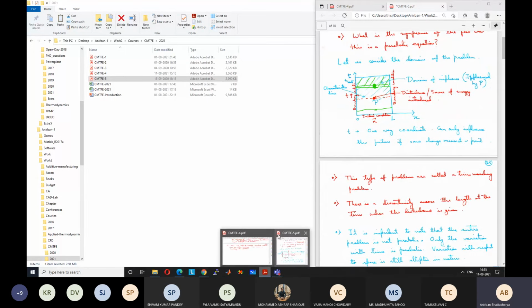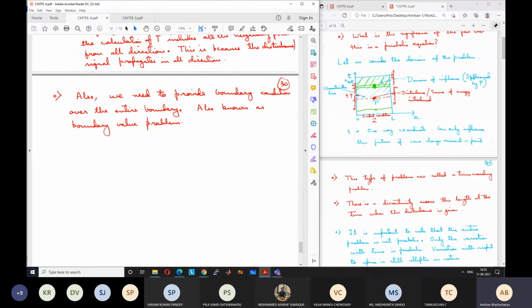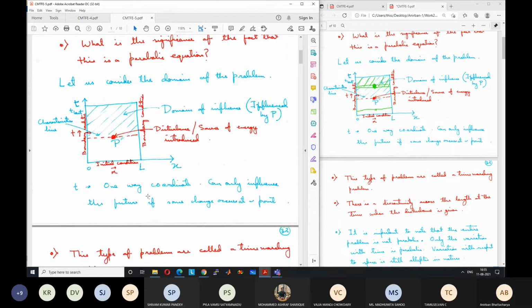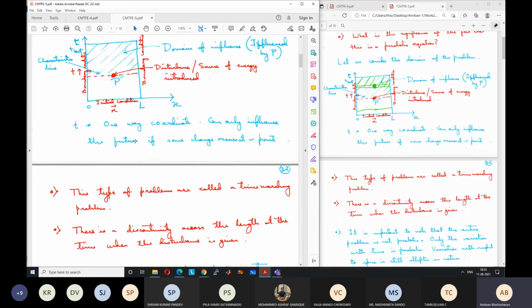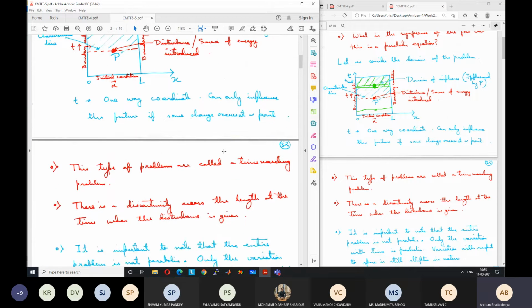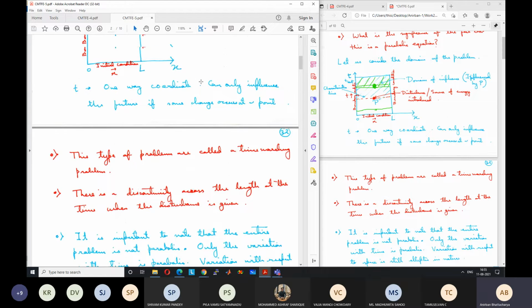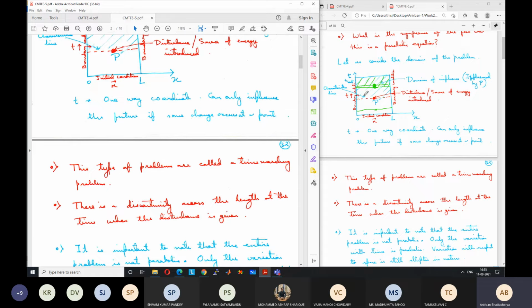Let us try to summarize what I have written here. So t is a one-way coordinate, and we can only influence the future if some change occurs at a point. This type of problem is also called a time marching problem. It will be clear later. The solution of this is much easier because any point here will only influence the next point. Any point ahead of this can only be influenced by the points before this, not the points ahead of this. So we can just march along.